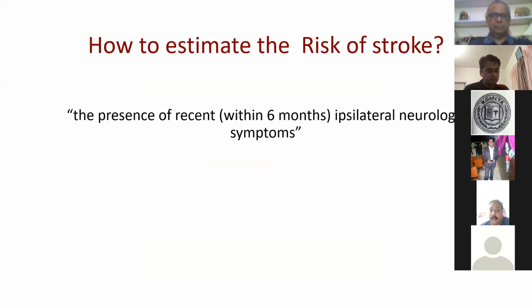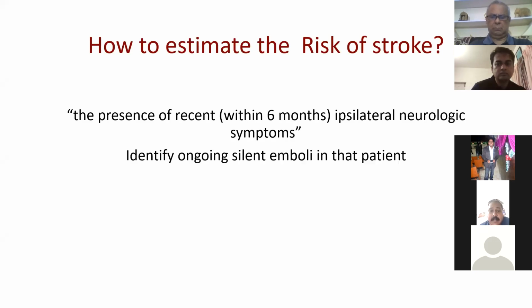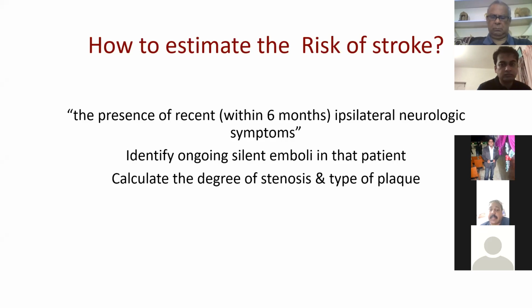Next. The most important predictor is the presence of stroke within 6 months. That is a symptomatic patient. This history of stroke is the most important predictor that this patient will get a future stroke. Next. So the next best thing is to identify a silent emboli. Next, calculate the degree of stenosis and type of plaque.